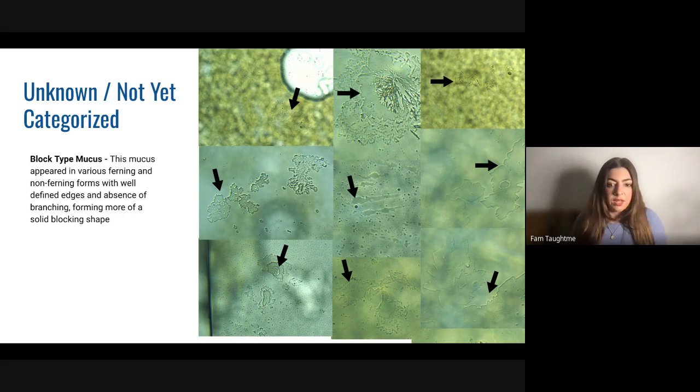But I also found that there were many unknown types, things that have no existence in the literature. So I'll just share with you the different categories that I came up with of what these might be categorized as. The first one is block type mucus. This mucus appeared in various forms with the fern patterns and without. It had well-defined edges and the absence of branching, and it formed more of this blocking shape. You can kind of see it here in various forms with the arrows that I put. So yeah, I didn't know where this came from or what this might be.